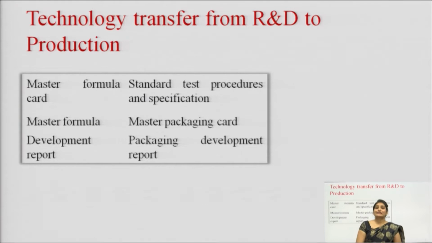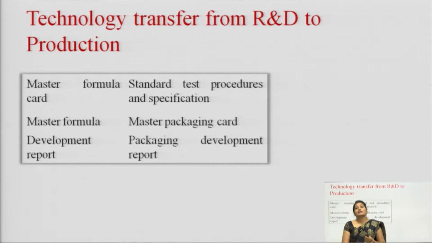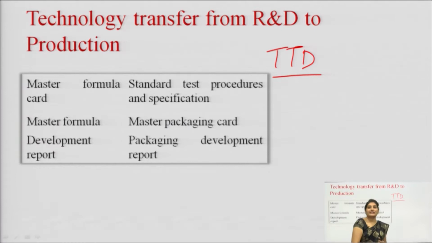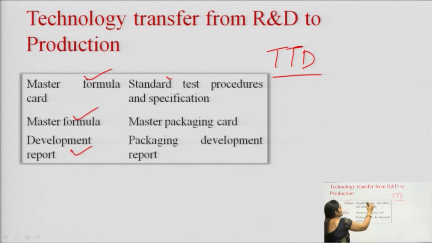As I have discussed in the previous lecture, there is transfer of technology from the research and development department to the production department, and it takes place with the help of a document, a dossier, that is known as TTD. The full form of TTD is technology transfer dossier, and the contents of this TTD are master formula card, master formula, development report, standard test procedure and specification, master packaging card and packaging development report.